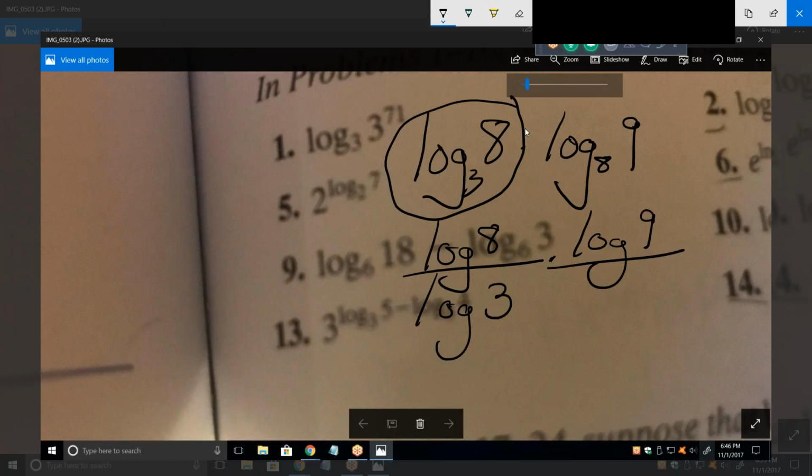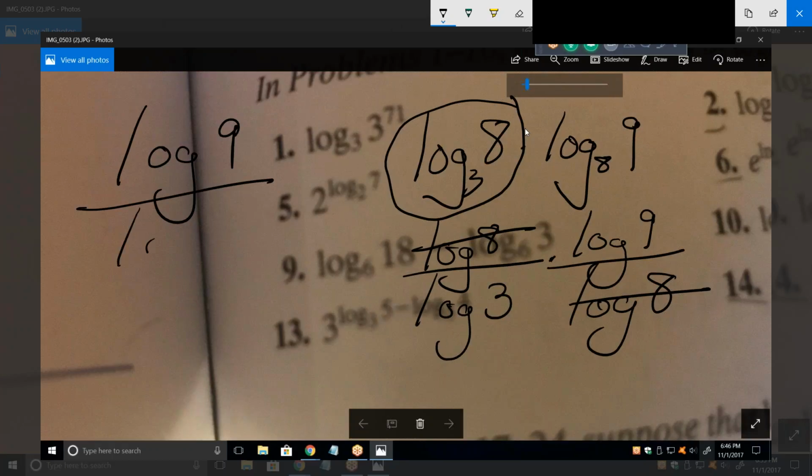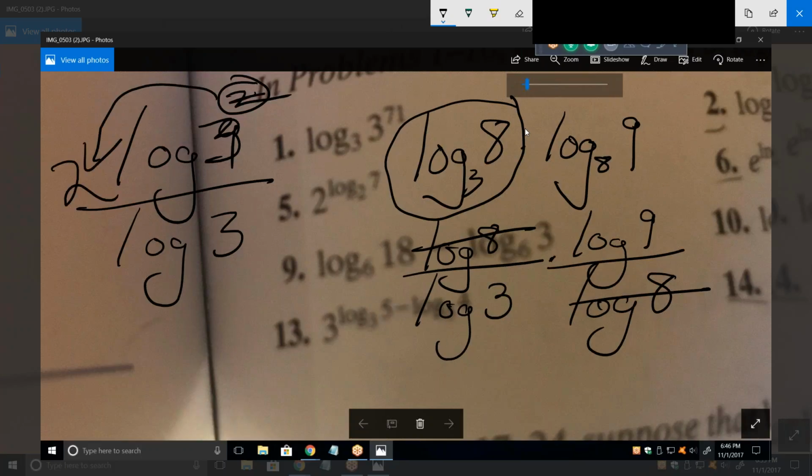And then you can cancel the 8s out. And then use the same trick we did before. So here's what we have. The log of 9 divided by the log of 3. How else can we write the log of 9? Log base 3 of 3 squared. Like that. That allows me to bring the 2 in front. And now the log of 3's cancel, and again my answer is 2.